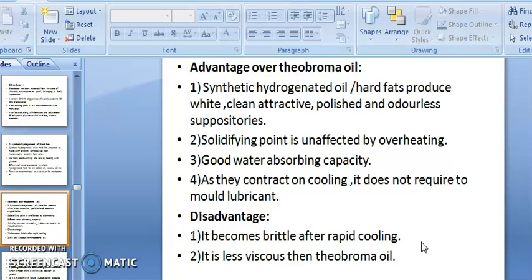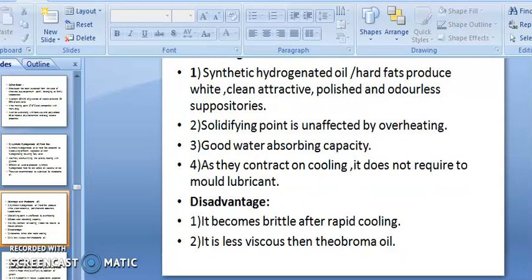As they contract on cooling, it does not require mold lubrication. It acts as a lubricating agent. Then synthetic hydrogenated oil has a disadvantage: it becomes brittle after rapid cooling. When we are rapidly cooling the suppository, it has the property of brittleness. It is also less viscous than theobromine oil.